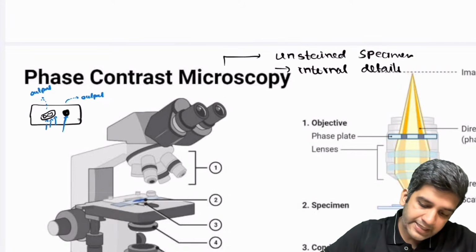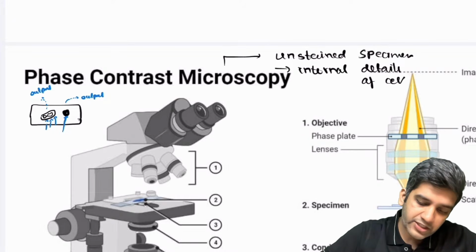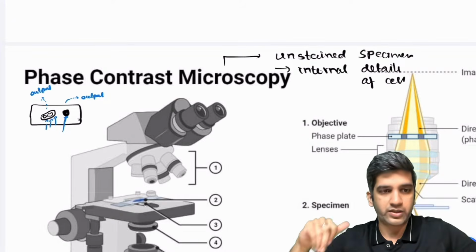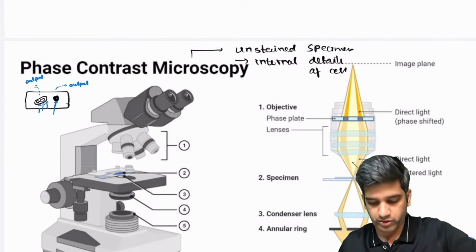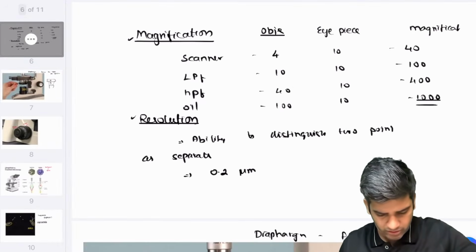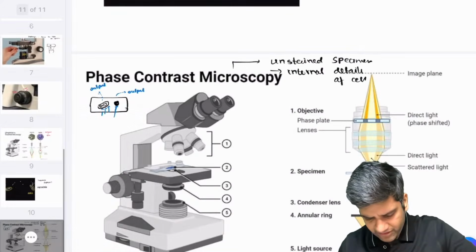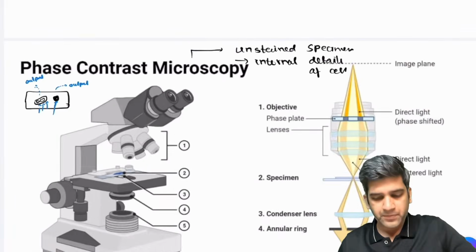Because of the internal details of the cell, the variability, phase contrast microscopy gives a different image. Okay, that's about phase contrast, right? This is last but not least, just one more tiny variation of normal microscopy, fine?